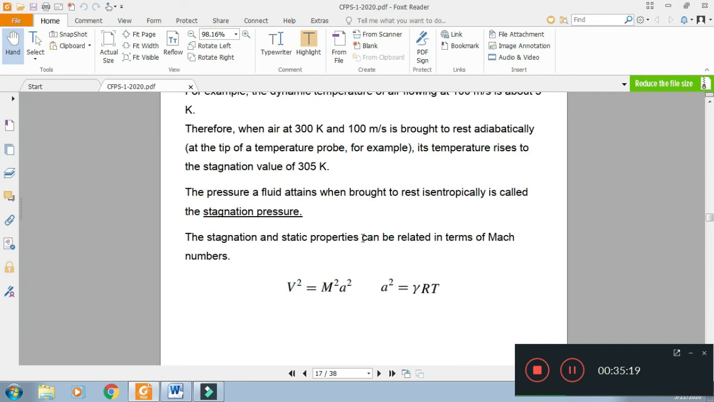Another quantity is stagnation pressure. When the fluid is brought to rest isentropically, it is called stagnation pressure. For the enthalpy and temperature, we have used the phrase brought to rest adiabatically. But for the stagnation pressure, we are using brought to rest isentropically. This means that there is no heat transfer, there is no frictional loss. We are assuming for the definition of stagnation pressure that the fluid is brought to rest isentropically.